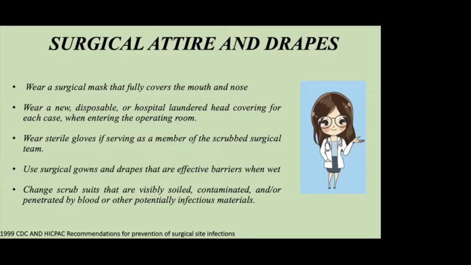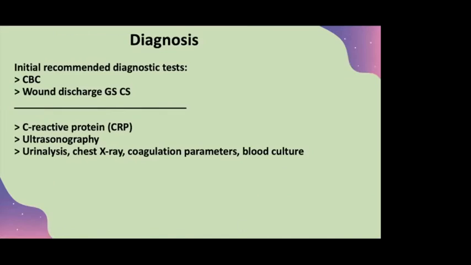Number two, we should wear a new disposable or hospital laundered head covering for each case when entering the OR, and ensure it fully covers all hair on the head and all facial hair that is not covered by the surgical mask. And then number three, wear sterile gloves if serving as a member of the scrub surgical team, and this sterile glove must be put on after donning our surgical sterile gown. And then lastly, we change our scrub suits that are visibly soiled, contaminated, and are penetrated by blood and or other potentially infectious materials. So that's it for the prevention.